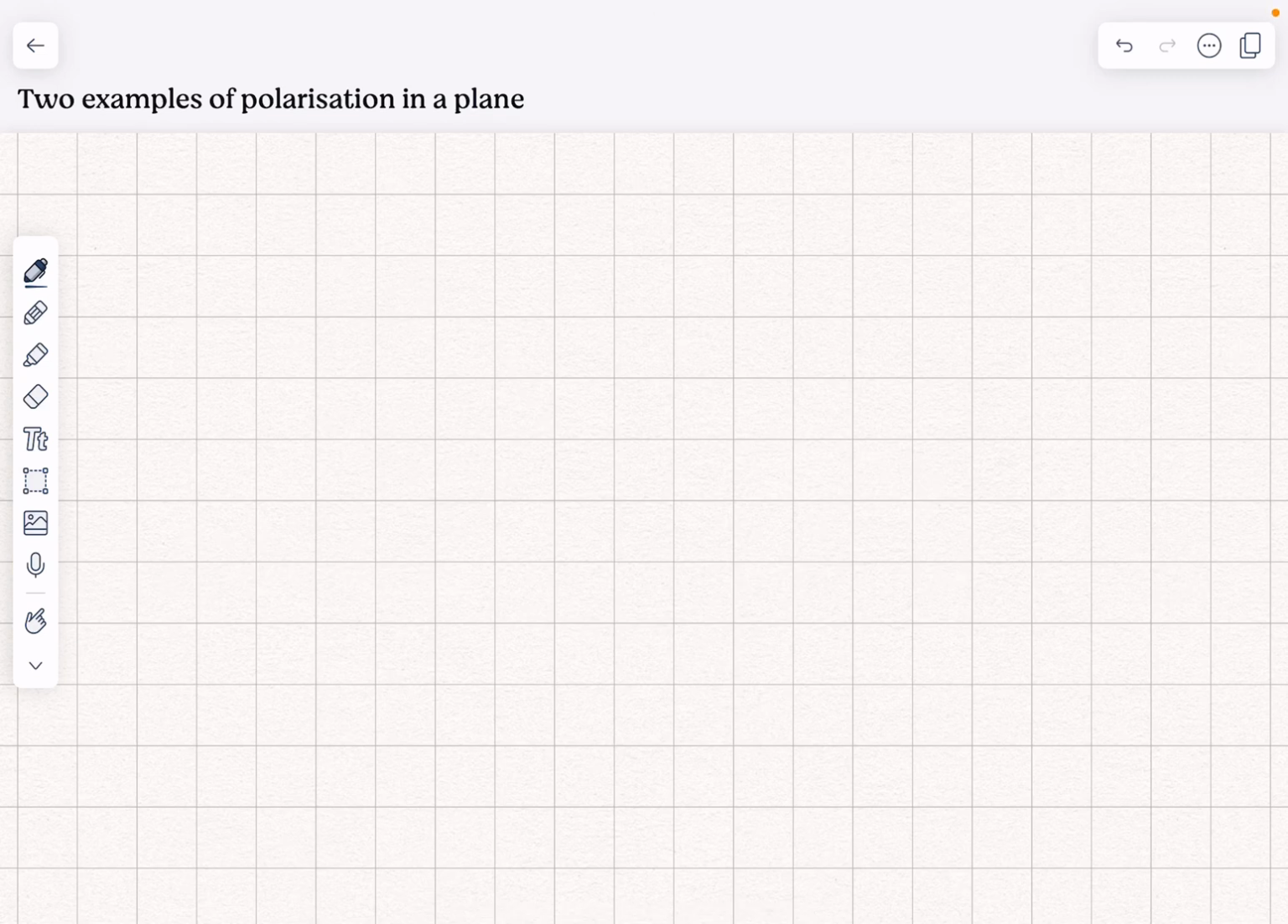We're going to discuss two examples of how to calculate the electric and D field, so the E field and the D field, for a plane of dielectric material under two very different circumstances. So we're going to consider a semi-infinite plane. It'll be the same geometry in both cases.